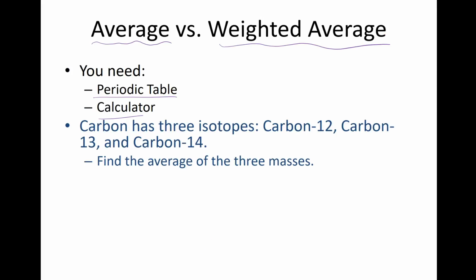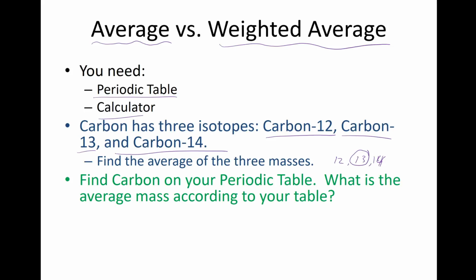All right. So as we introduced in class, carbon has three major isotopes: carbon-12, carbon-13, and carbon-14. Now, if I find the average of 12, 13, and 14, most of you guys can do the math quick enough to know that the average of those three numbers is 13. All right. Now, if I find carbon on my periodic table, which you all should have in front of you at this moment, I would find the little symbol C, atomic number 6, and it has an average mass of 12.01.